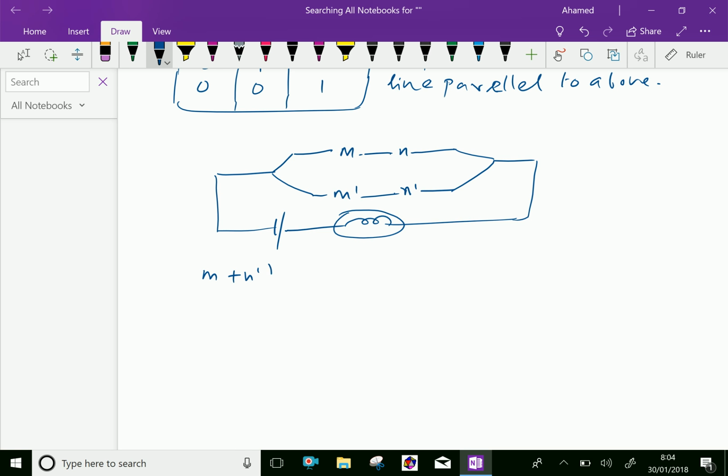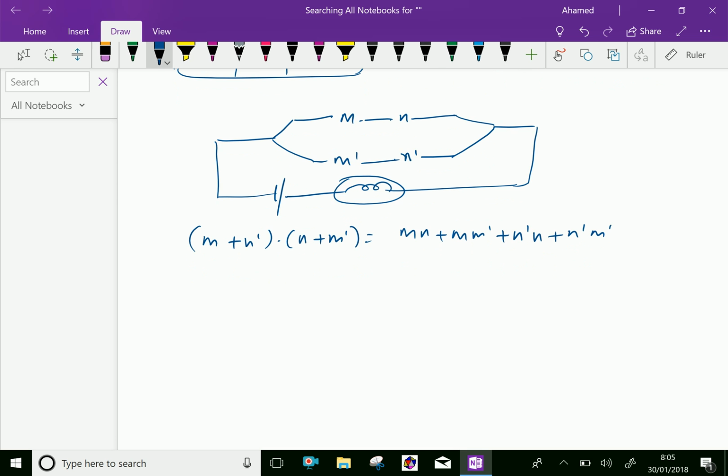This M plus N dash into N plus M dash is equal to MN plus MM dash plus N dash N plus N dash M dash, which is equal to MN and N dash M dash. Here MM dash and N dash N become zero. So the simplified circuit is MN plus N dash M dash, since MM dash equals N dash N equals zero. We have done.